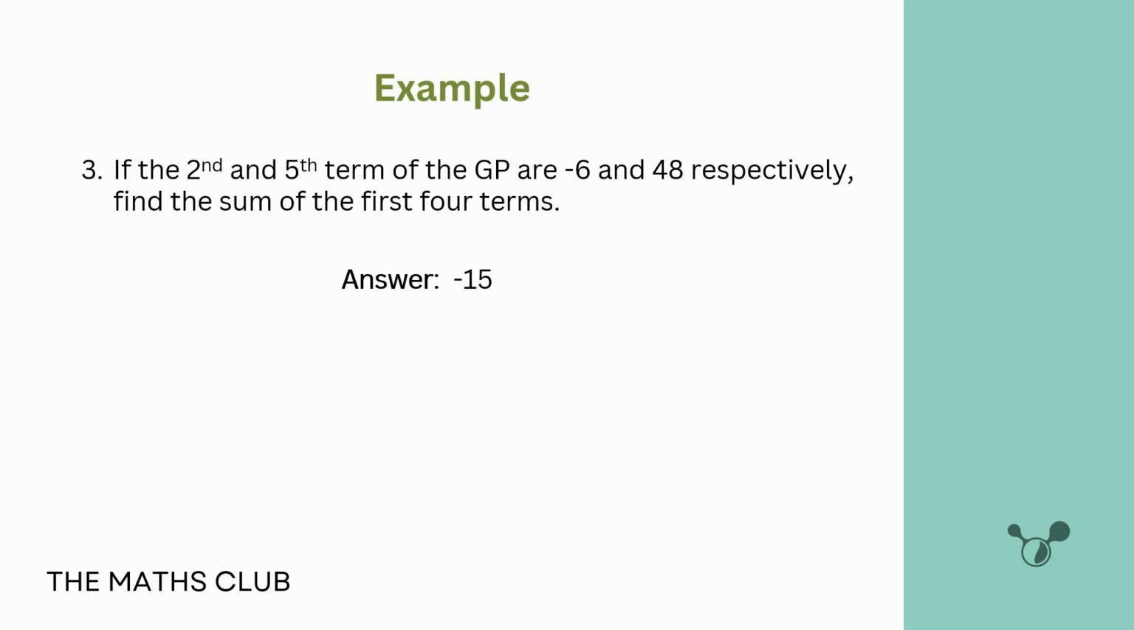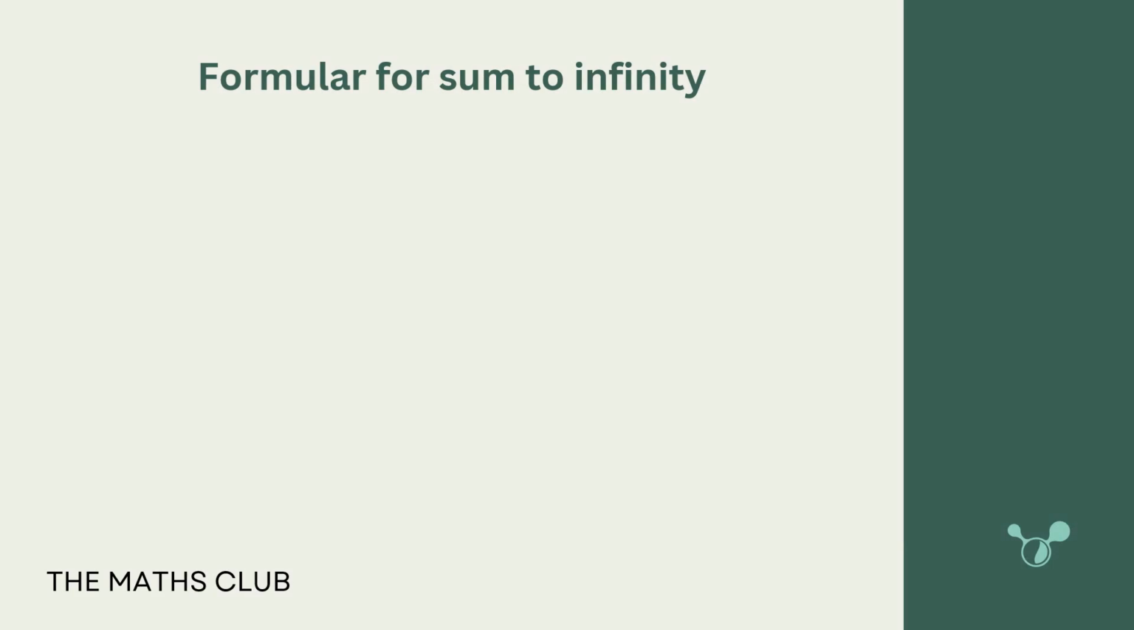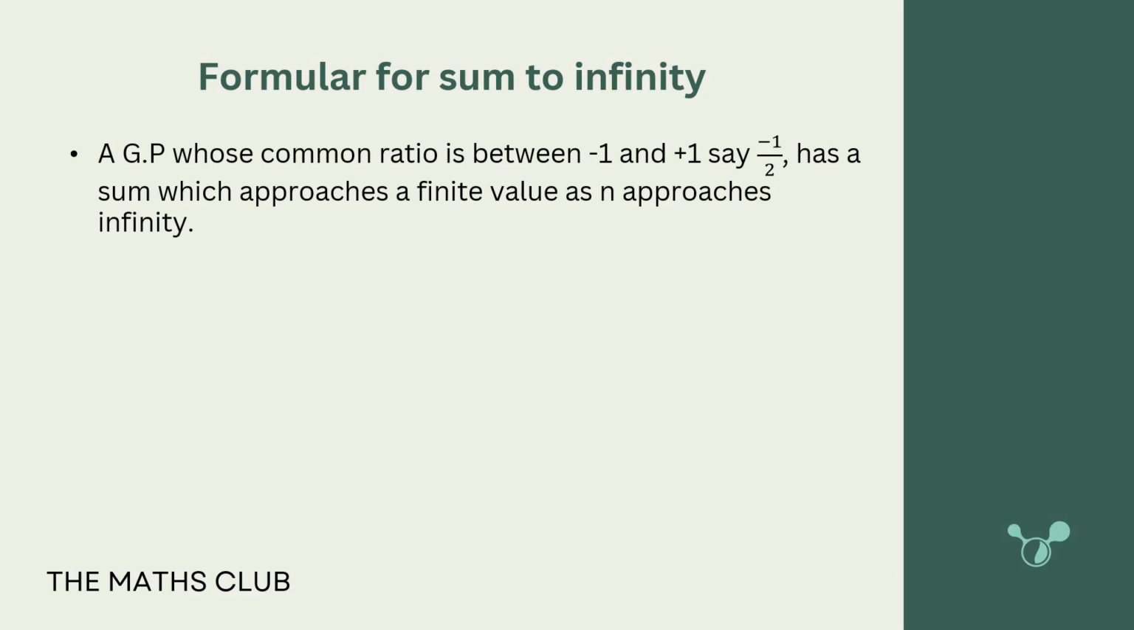Well done, everyone. So now we're looking at the formula for the sum to infinity. It says a GP whose common ratio is between minus 1 and plus 1, an example is minus 1 over 2, 1 over 4, 3 over 4, 4 over 5, things like that, has a sum which approaches a finite value, a value that would not change as n approaches infinity. I know that is a bit of English, so let's look at it in mathematical terms.